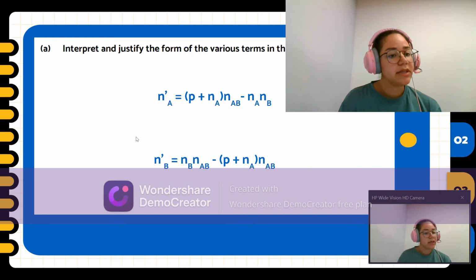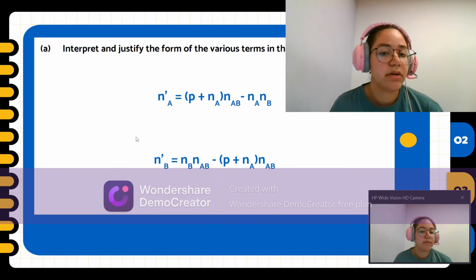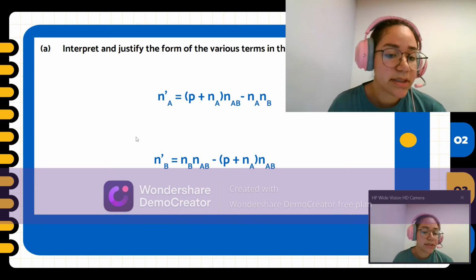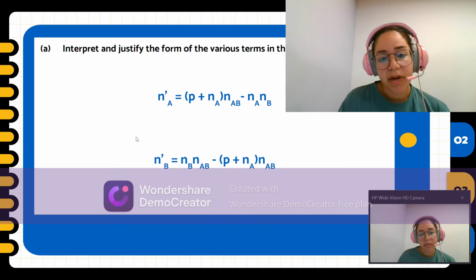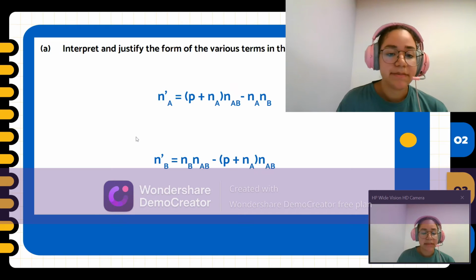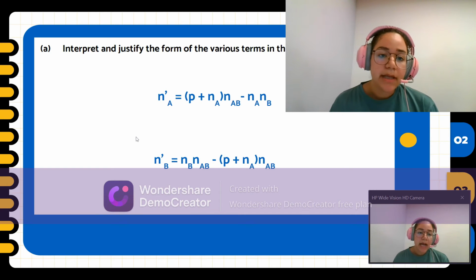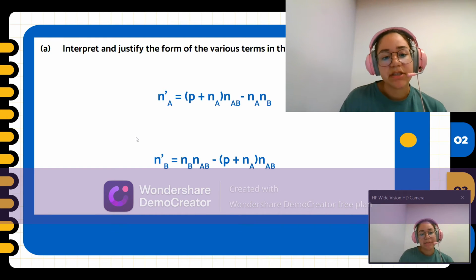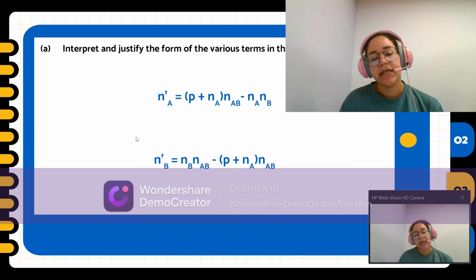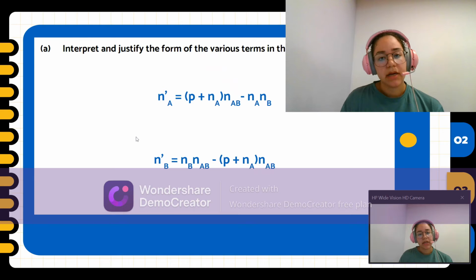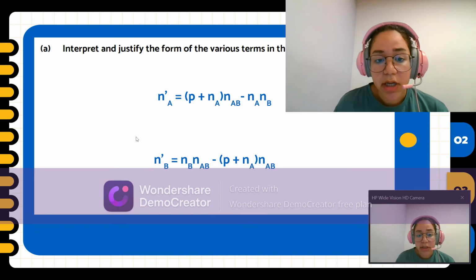So now the first part is to interpret and justify the form of the various terms in the governing equation. As we've talked about before in the bifurcation topic, it's dependent on parameters and also dependent on time. In this case, n dot A is supposed to be the rate of change of the population of A.